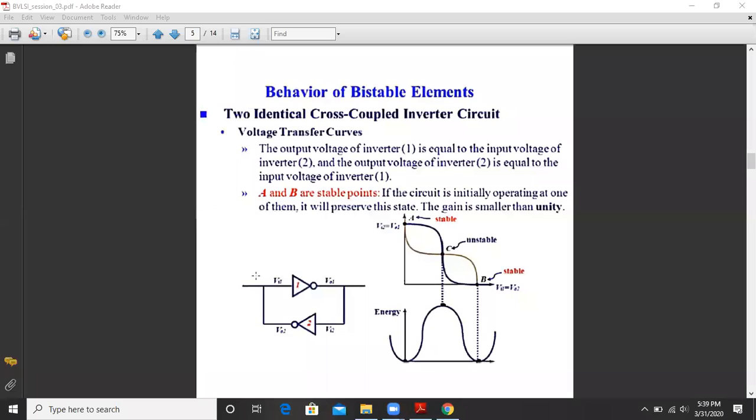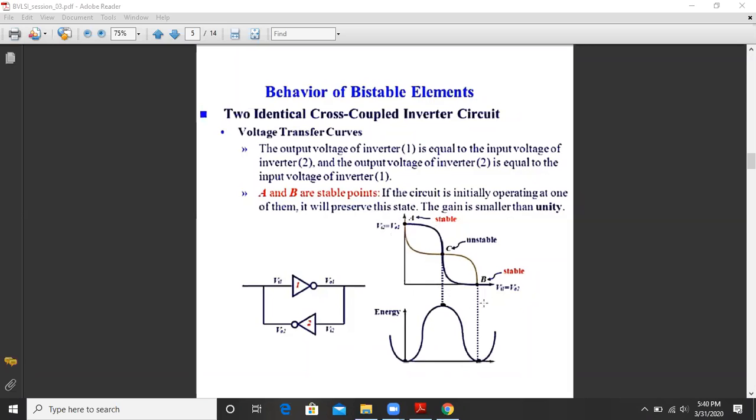If I connect the output of the first NOT gate back to the input of the second NOT gate, and the output of the second NOT gate back to the input of the first NOT gate, I have something called a cross-coupled inverter circuit. So basically it is a bistable circuit, meaning it has two stable states. So let us look at this VTC curve.